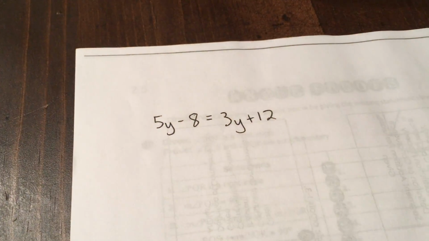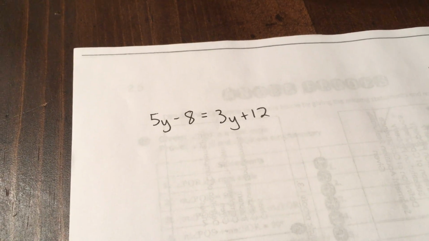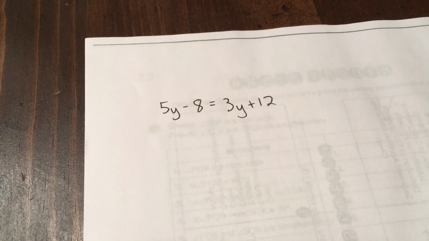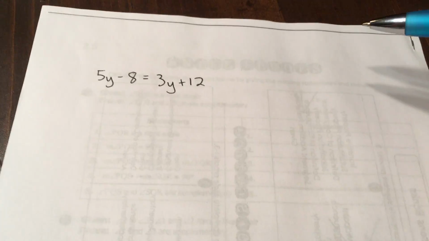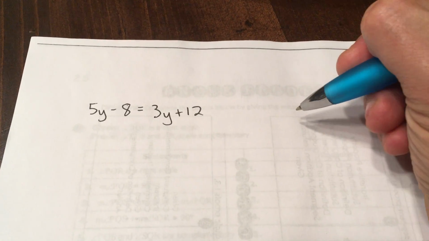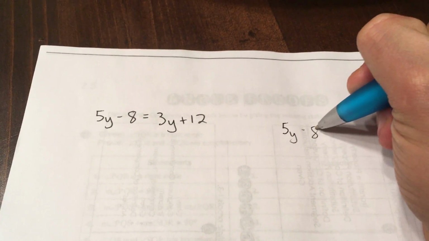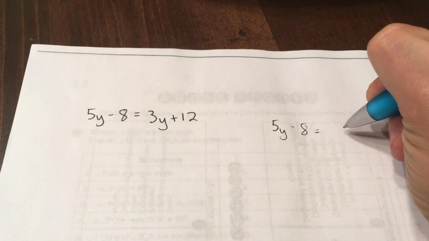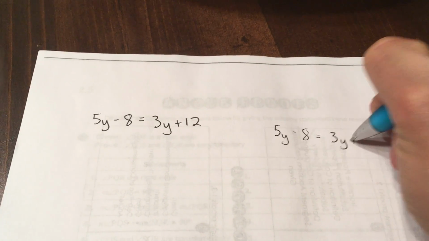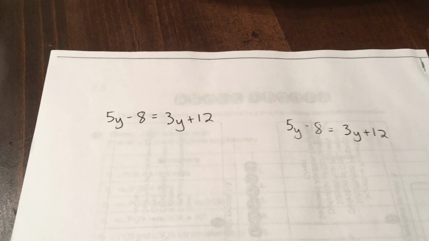So I'm going to move all my variables to the left side of the equation. Here's what I'm going to do. I'm going to show you two separate problems, one where I move the variables to the left side, and one where I move the variables to the right. Again, it does not matter which one you do. Okay, so I have two identical problems here.